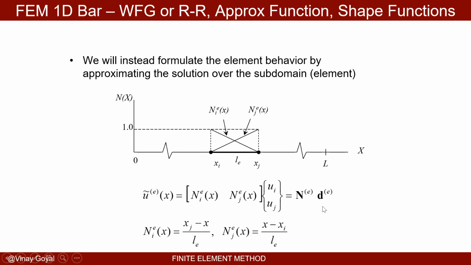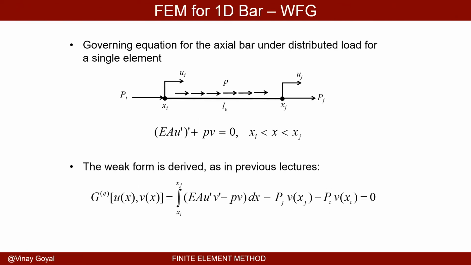I showed you how U tilde can be approximated over this domain by making it a function of unknown quantities that are representatives of the deflections at node I and node J. I made this D bold because it's going to be very helpful as I move forward.